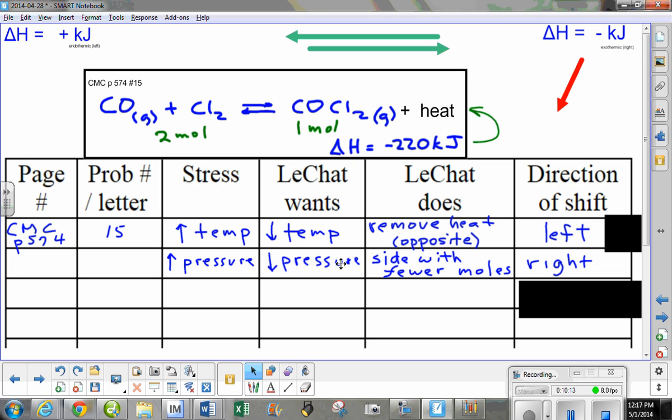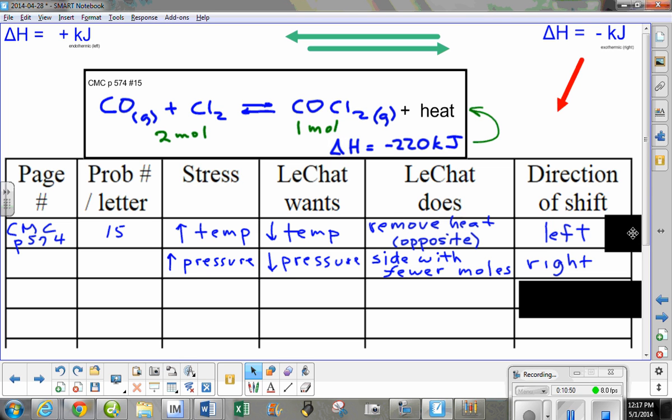that's going to be a right shift. Now, you're not experienced with this yet, but if you have two different shifts, and one indicates that LeChat moves to the left and the other indicates that he moves to the right, the net result is you cannot predict what's going to happen because these are all relative and you don't have exact numbers. So to answer this problem, you simply say because there's a left shift for the temperature change and a right shift for the pressure change, there will be no change. And that's how you deal with LeChat.